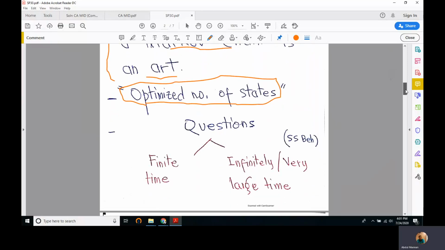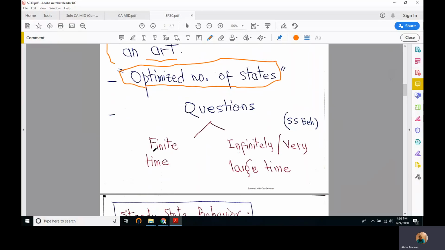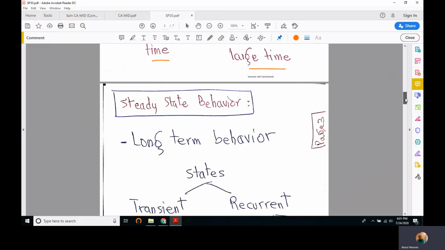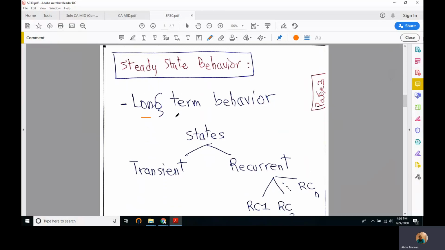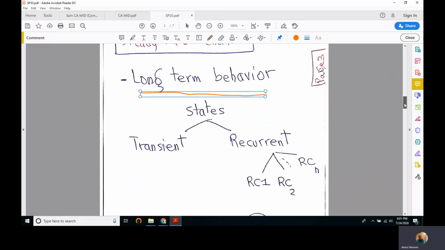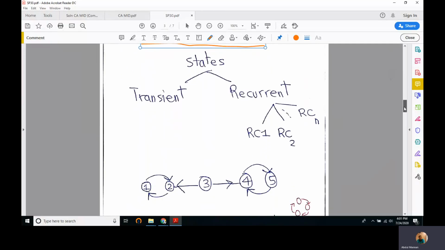So questions are mainly of two types. You want to calculate probability in finite time or in infinitely large time, which we also call SS behavior, steady state behavior. So we studied a lot about steady state behaviors in Markov chains. The steady state behavior is actually the long-term behavior. We have already studied that. And we studied that in a Markov chain, the states are mainly of two types. They are either transient or they are recurrent.